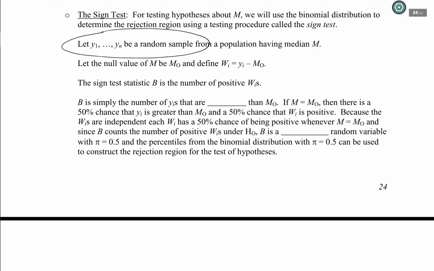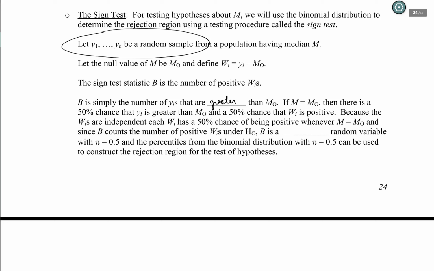I'm going to let the null value of M be M naught, and I'm going to define W sub i as the data value minus the null hypothesized value M naught. Then I'm going to define B as the number of positive W's. What is that? If you look at how W is defined, B is simply the number of data values that are greater than M naught. Now if M equals M naught, then there is a 50% chance that Y sub i is greater than M naught and a 50% chance that W sub i is positive.